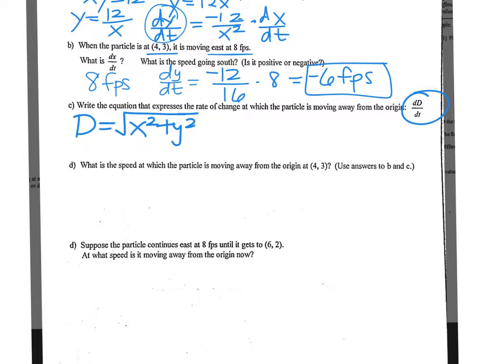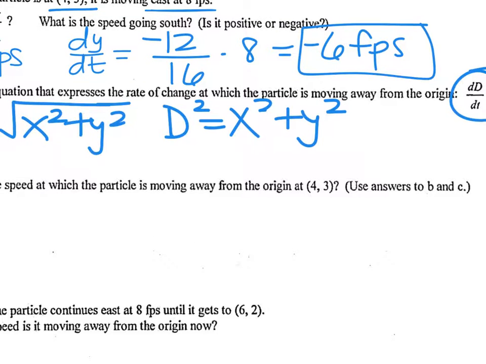Now you can do this a couple of ways. I suggest to just go ahead and square both sides so that you're not going to have to do all that, that would be a lot of chain rule. So square both sides and get D squared equals x squared plus y squared. And this is going to be so much easier when you do it this way. Now, take the derivative of the whole thing with respect to t. So here we go. Derivative of D squared is going to be what?